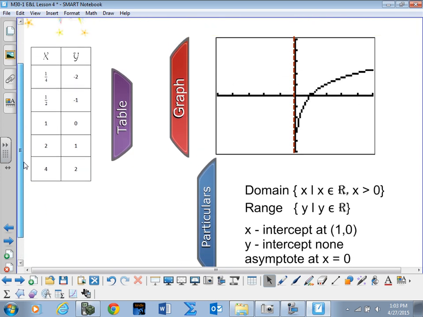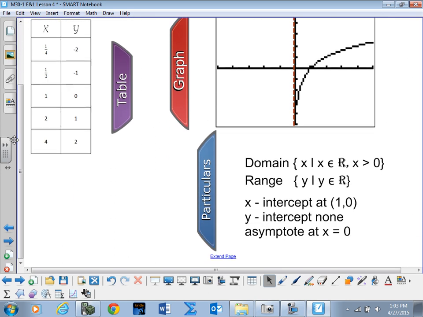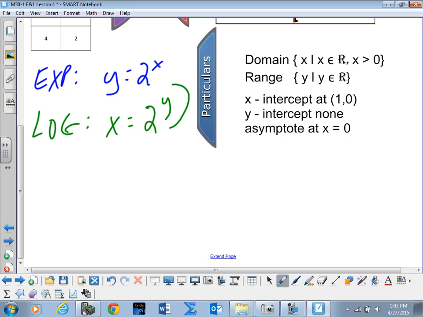Now, something I want you to notice up here. The inverse of y equals 2 to the x. Let's look at the equation for a minute. So the exponential was this. Now we said log was the inverse of this. Inverse means you take x and y and flip them. But when we studied inverses, we didn't just flip them, we had to isolate y. Well, we have an exponent now. How do you isolate the exponent?